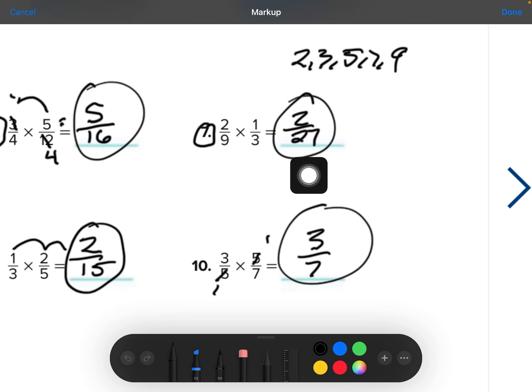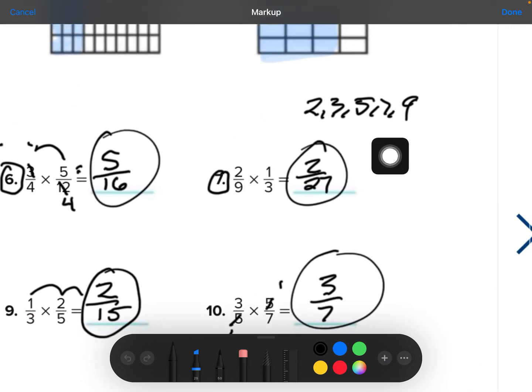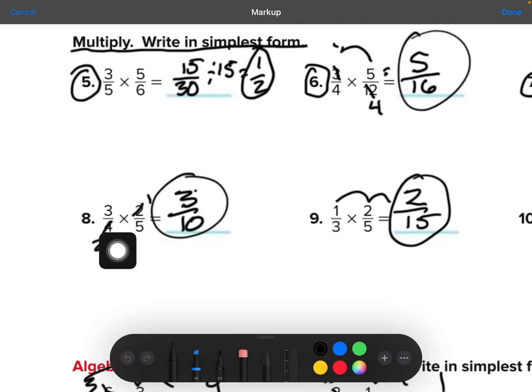On this one, we couldn't simplify either way, so then we just multiplied straight across and it came out to 2 27ths. And we went through all of the factors, 2, 3, 5, 7, 9, and made sure nothing went into both of those and decided that was the simplest form.